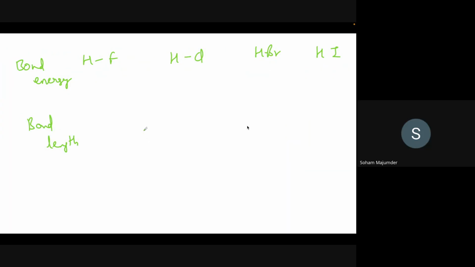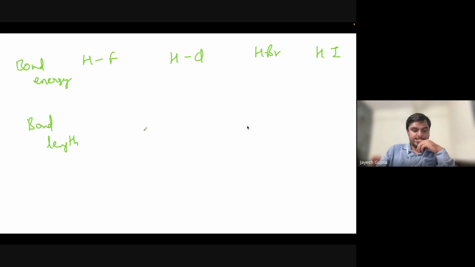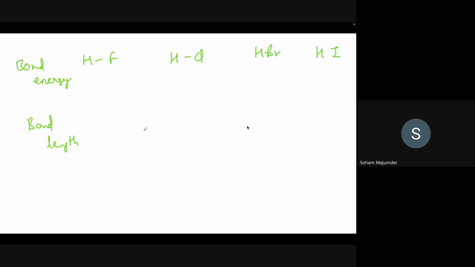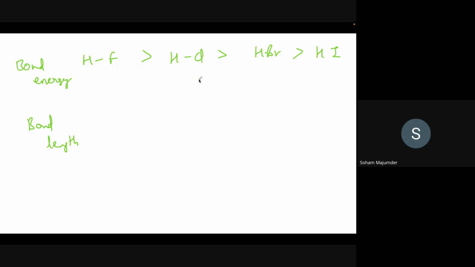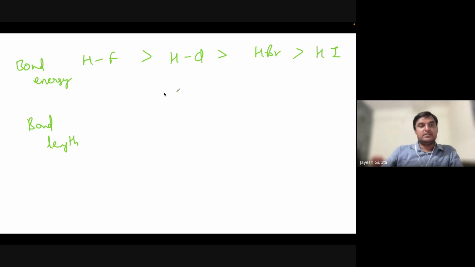So I feel the HI bond is the longest bond, and so it has the least energy. So you mean to say bond energy will be decreasing when going from fluorine, chlorine, bromine, iodine. Yes. Okay, so it is right. So how did I come to know this?